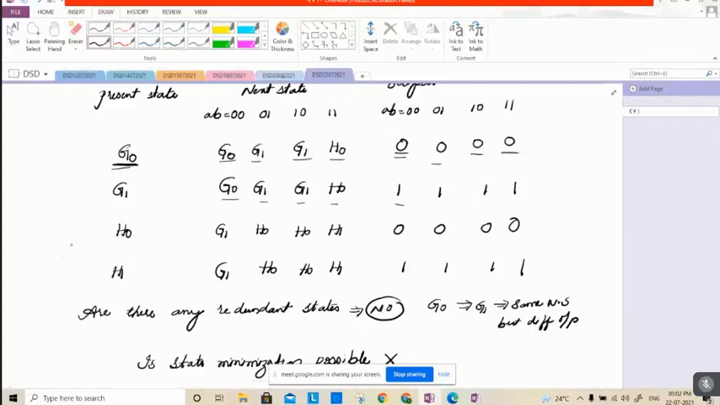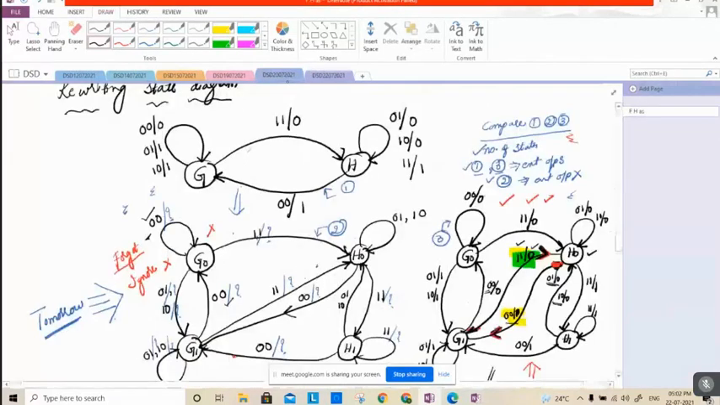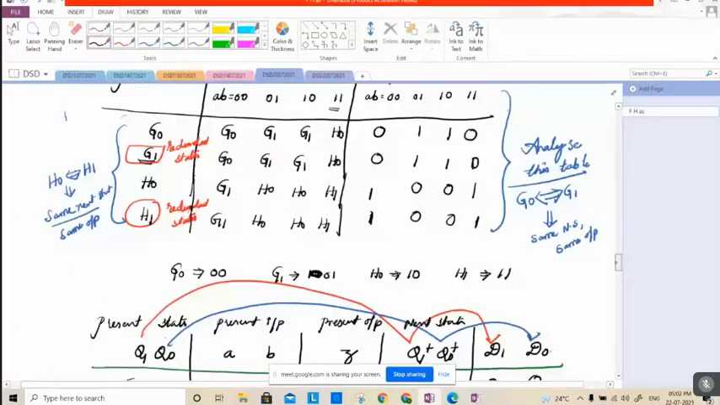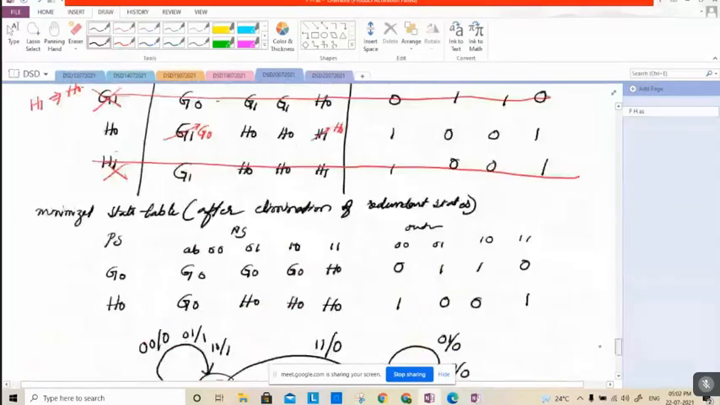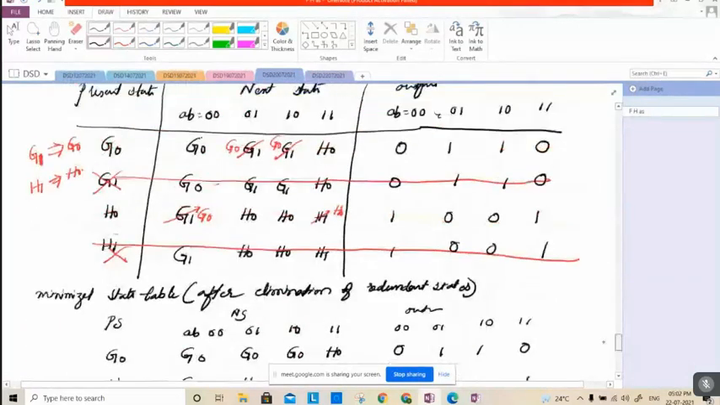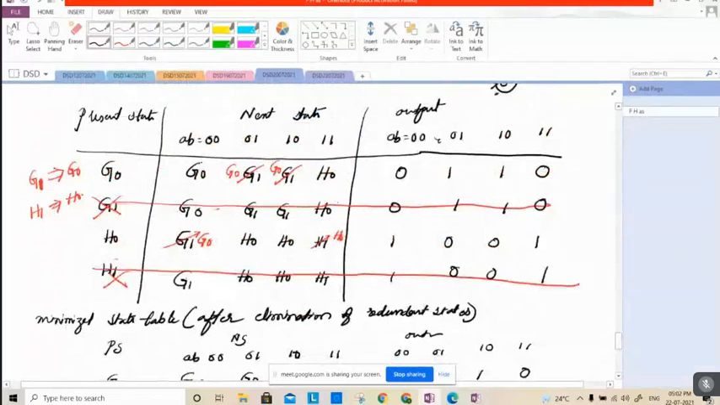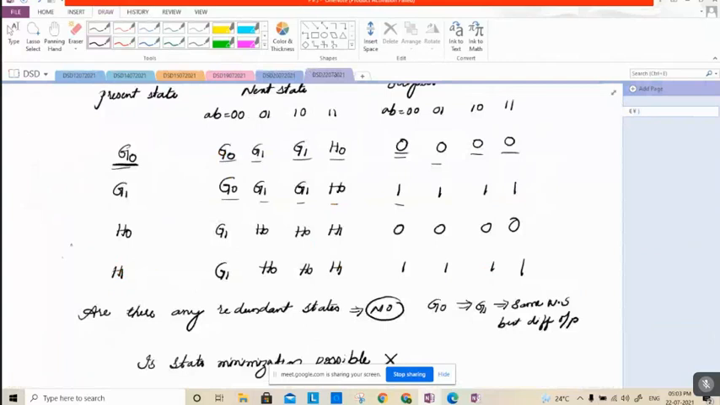In the last day's class, we got the same next state as well as the same outputs: 0, 0, 1, 1, 0, 1, 1, 0, 0. Same outputs we had obtained. But today it is not like that. So we got a different set of outputs here.